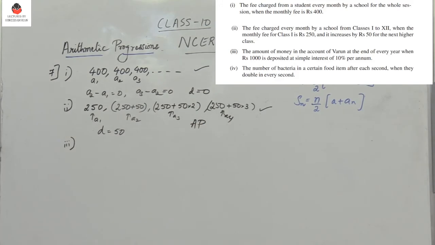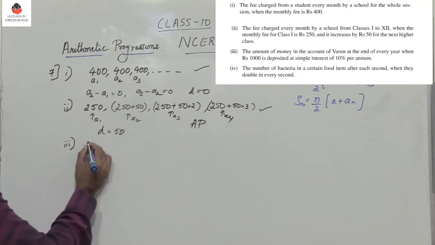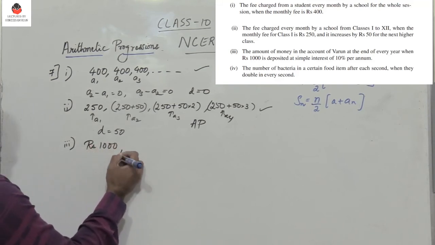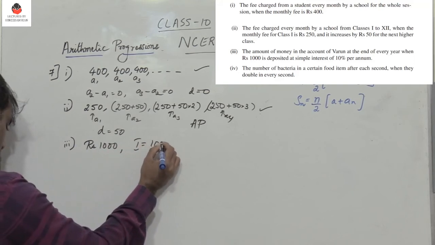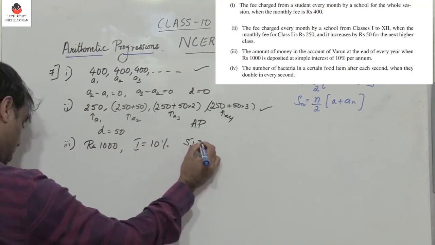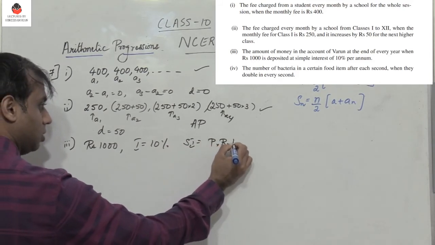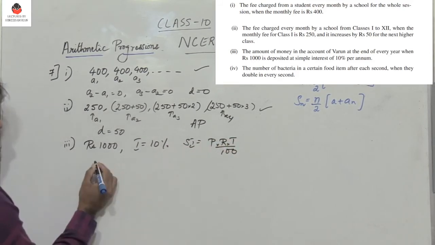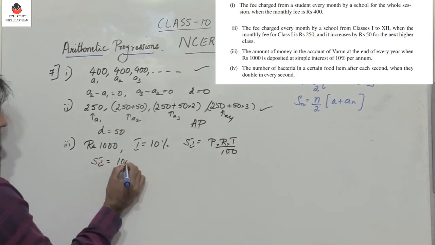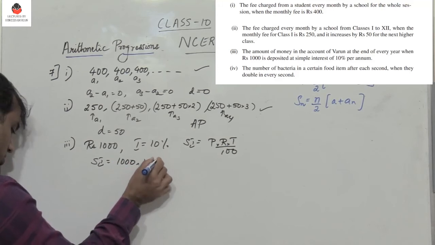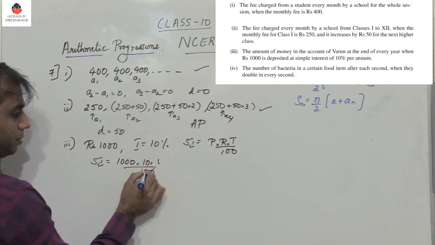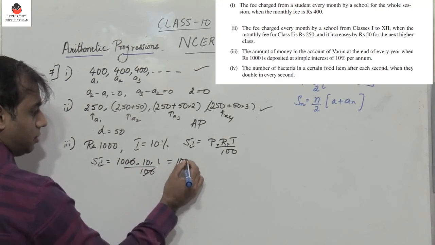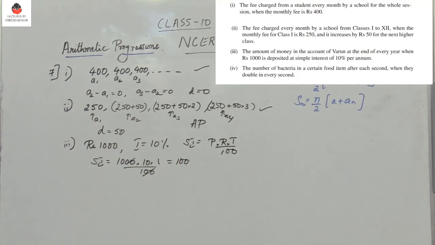The amount of money in the account of Varun at the end of every year when rupees 1000 is deposited at the simple interest of 10 percent per annum. So rupees 1000 is deposited. And what is the simple interest? The simple interest is 10%. So we know that the simple interest equals the principal into rate of interest into time divided by 100. So the simple interest is 1000 into 10% into 1 divided by 100. So 10 into 10 gives me 100. So the simple interest is 100. So after every year he gets an interest of 100.